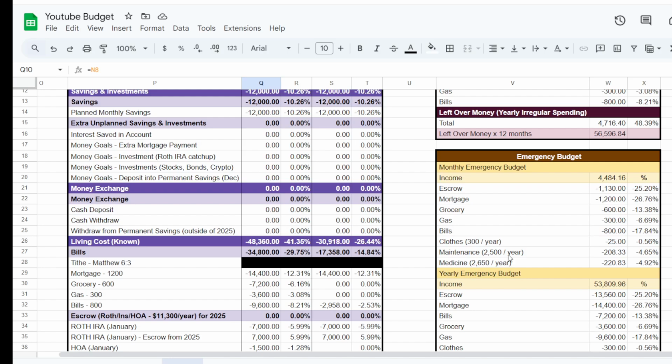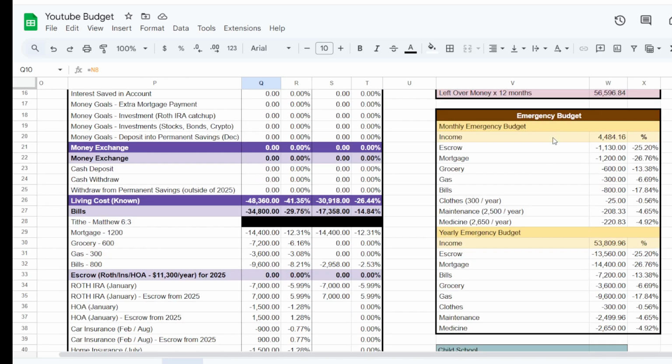And yeah, so here I just created myself an emergency budget just to see how much it costs, without changing my everyday living standards, like my home, my car, and my groceries. I wanted to see what I needed to survive.